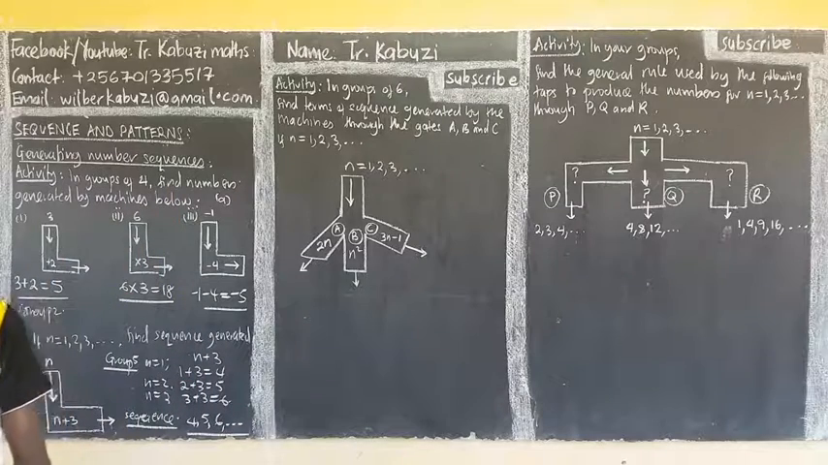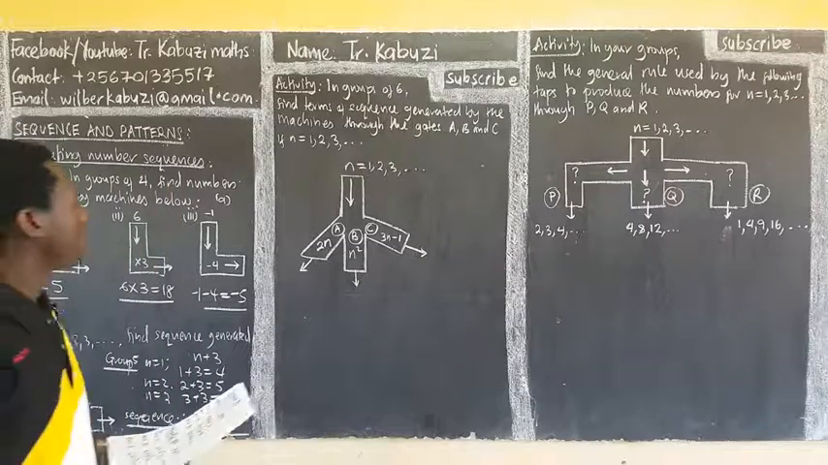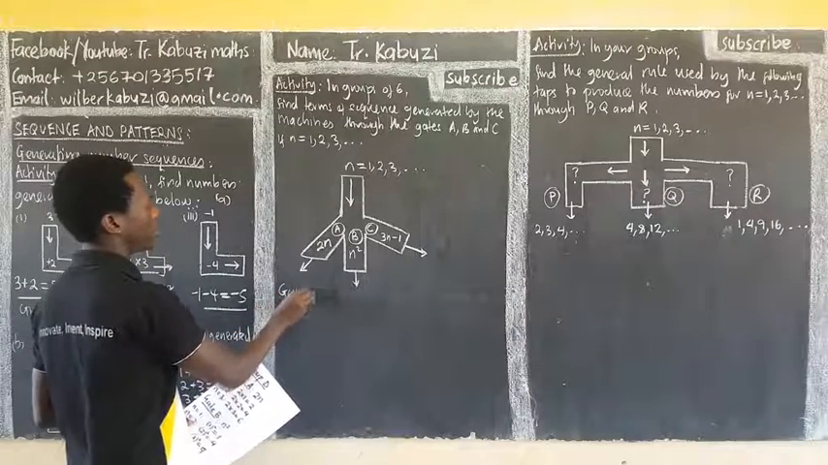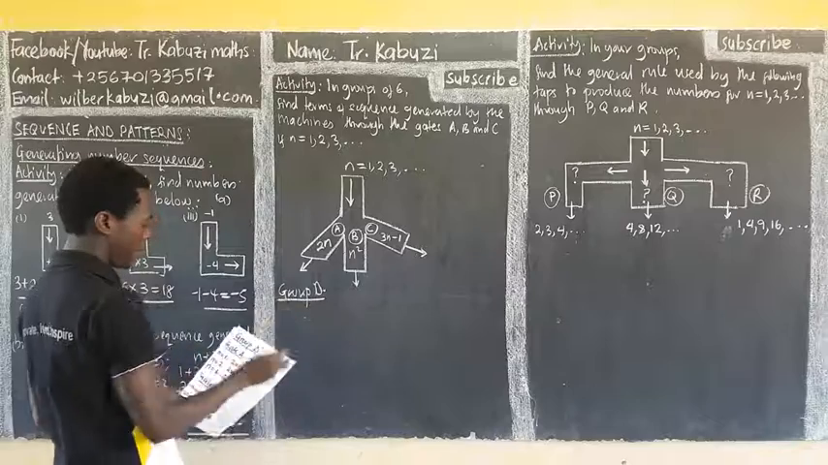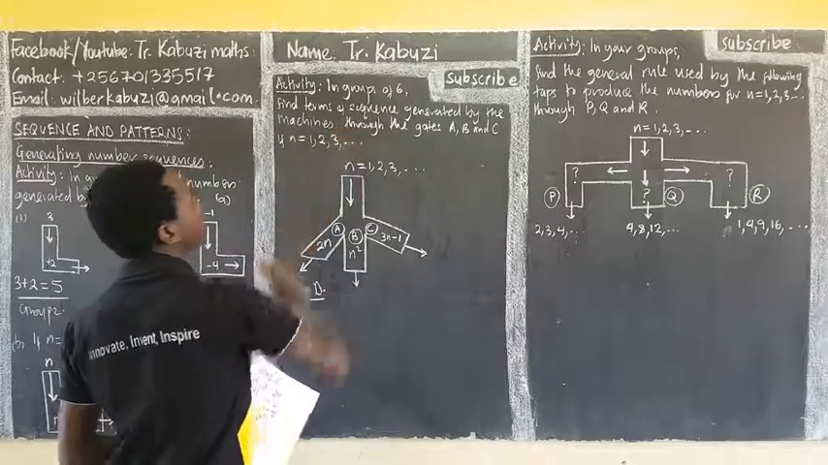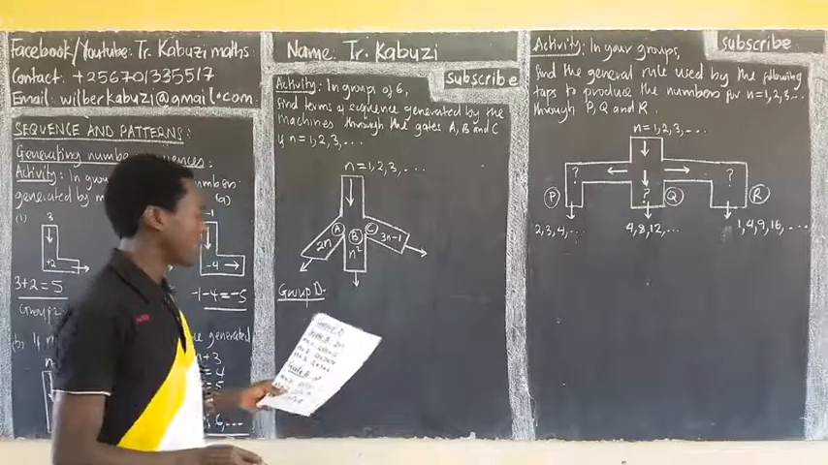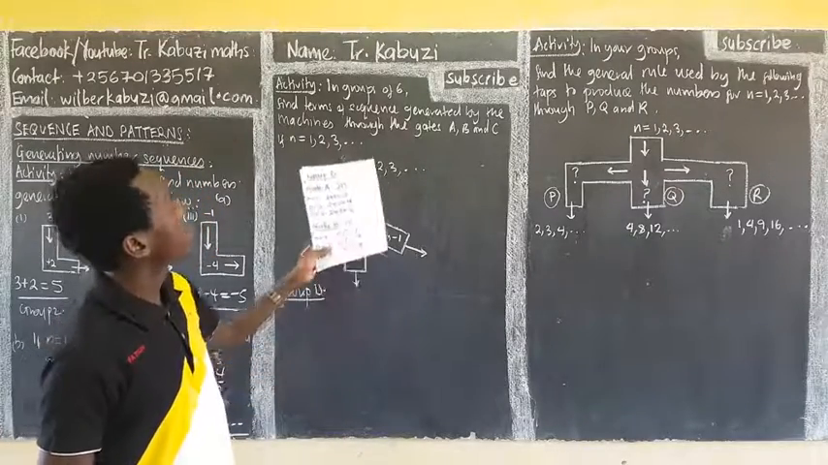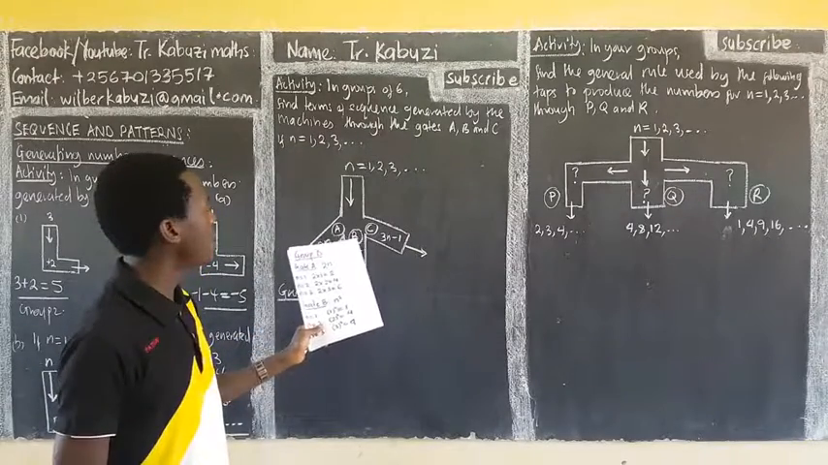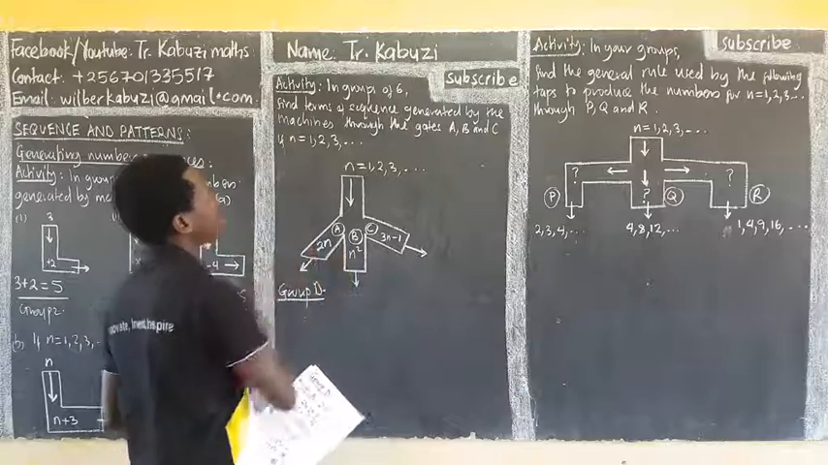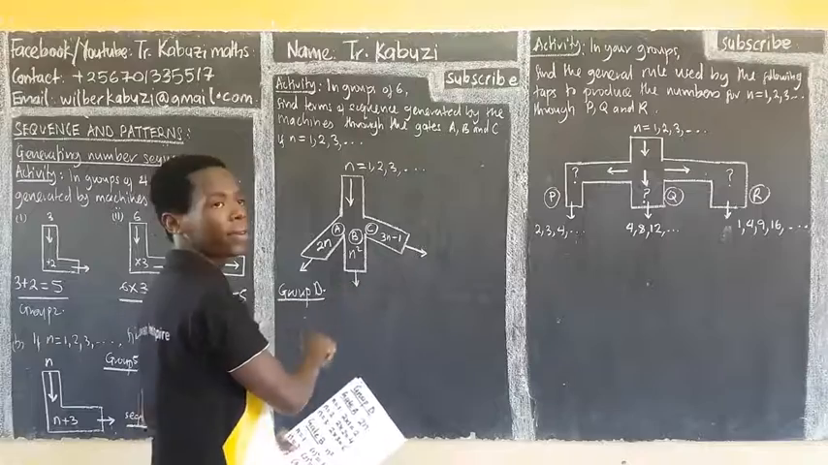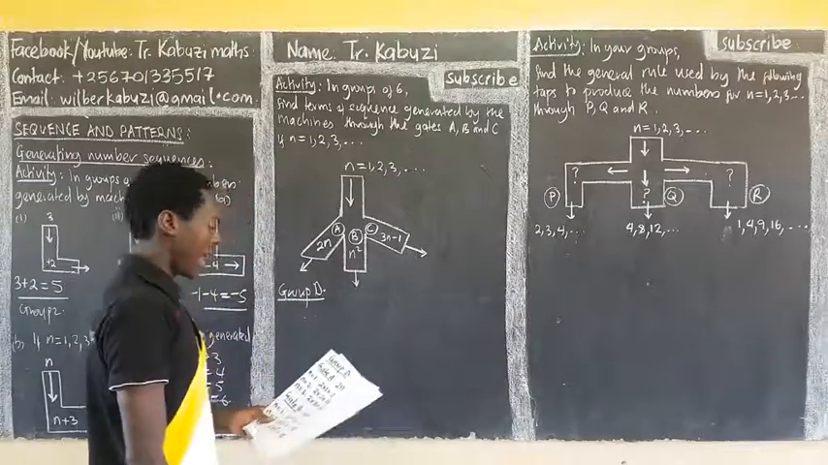Let me move to group D. So I have group D. For them they have gates. In groups of 6, find the terms of the sequence. So here they want us to get the terms of the sequence. So the machine has gates A, B, and C. So this is gate A, B, and C. So our n was 1, 2, 3. It was pushed. Then it can go through here, it can go through here, or it can go through there.